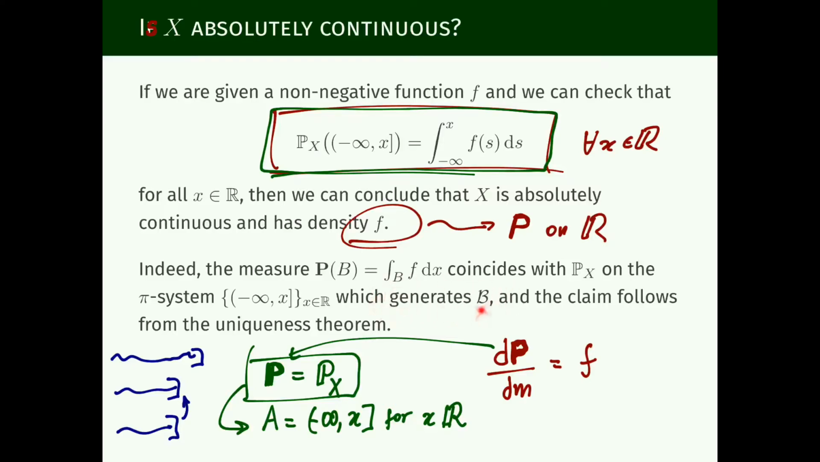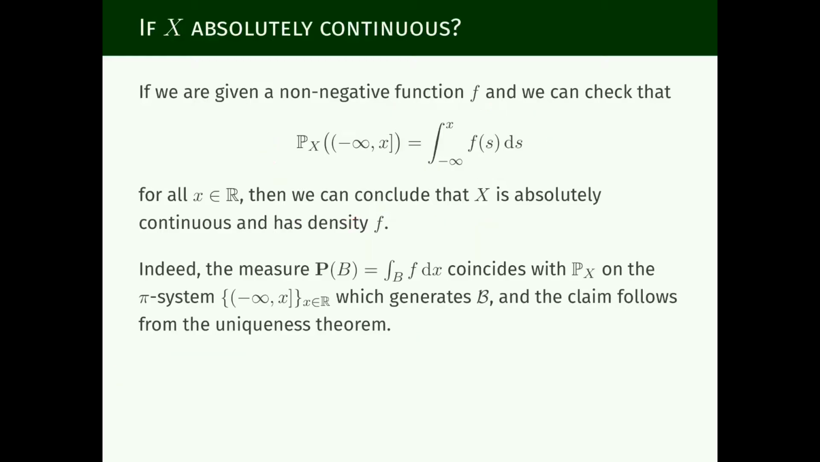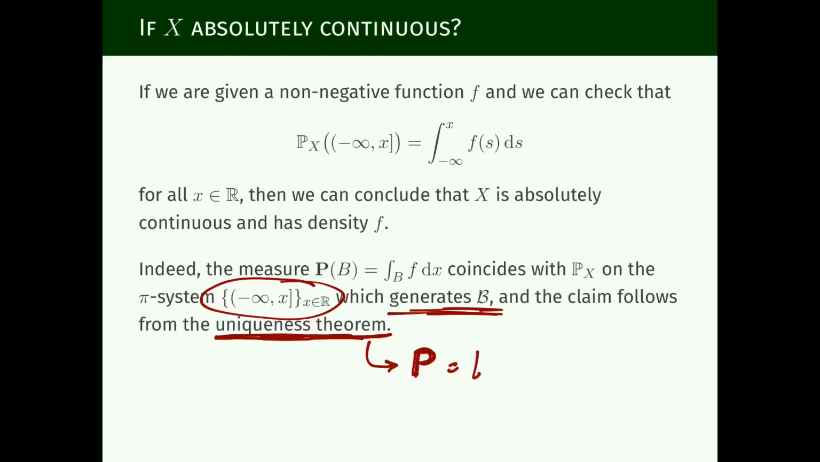It generates the sigma algebra of Borel sets, and then we can go back to that uniqueness theorem from week 1, or the beginning of week 2, maybe. We saw this uniqueness theorem that stated when two measures coincide on a pi system, they coincide on all the sigma algebra generated by that pi system. So this uniqueness theorem implies that this P that we defined this way equals P_X, and that means exactly that f is a density of X. Why? Because by definition, f is a density of P, and P is equal to P_X.